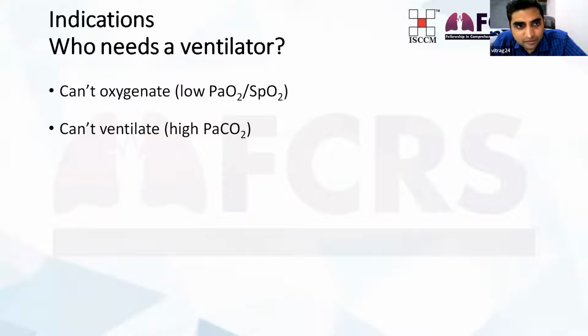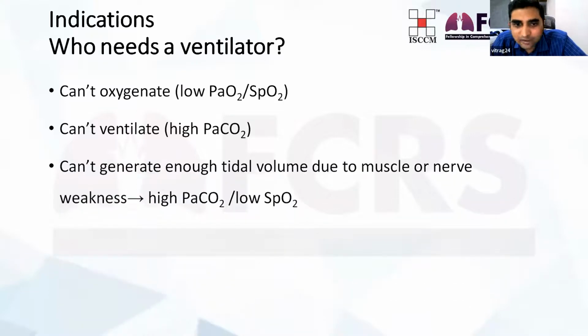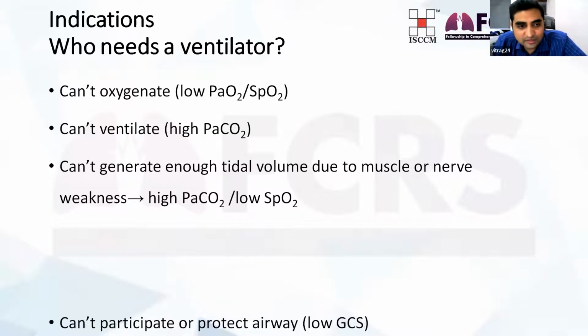There is a respiratory acidosis, or the patient cannot generate enough tidal volume due to nerve or muscle weakness. So any neuromuscular weakness like GBS or myasthenia gravis, or any other condition causing neuromuscular weakness. High PCO2 and low SpO2 is there.